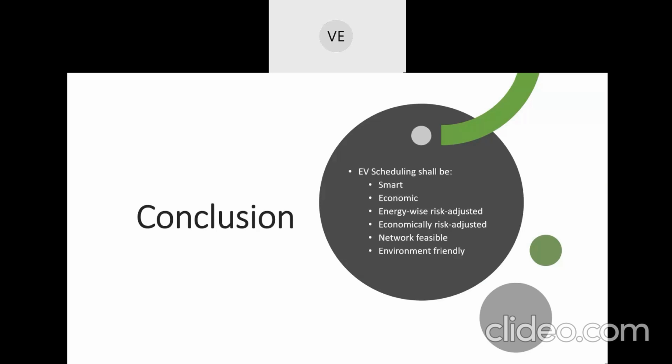What is economically risk adjusted? This much profit is estimated from the schedule, but in real time that much profit is not there. There is a diminishment. Then there is a financial risk, right? So the fourth point is financial risk. This is energy risk. Okay, network feasible. When you run the load flow, all the network parameters should be inside the limits, right? It should be within the limits. Then environment friendly. Based on emission cost also, it should not violate the limits.